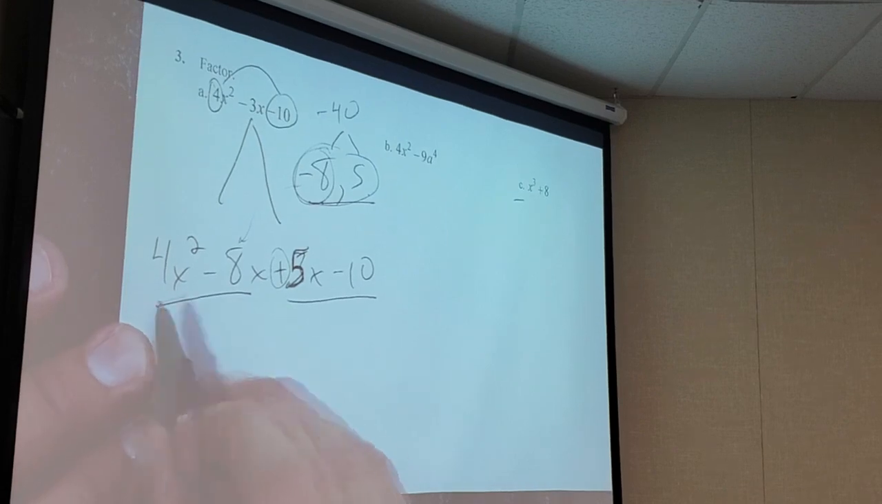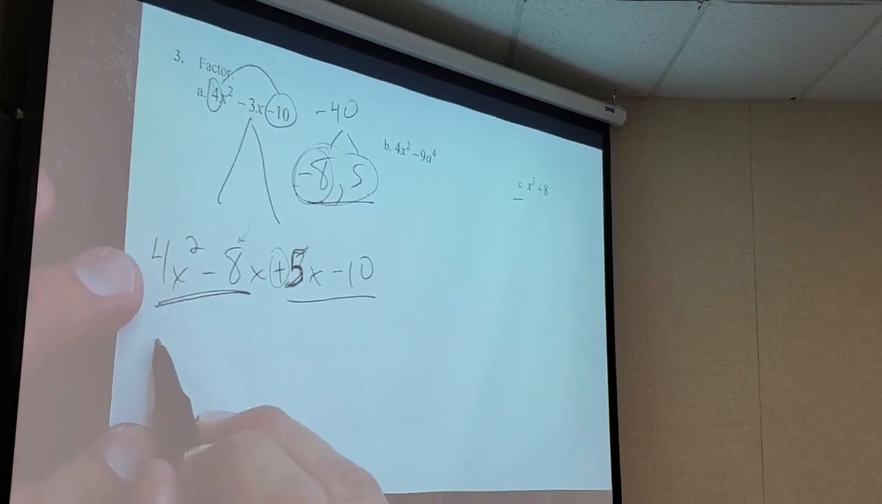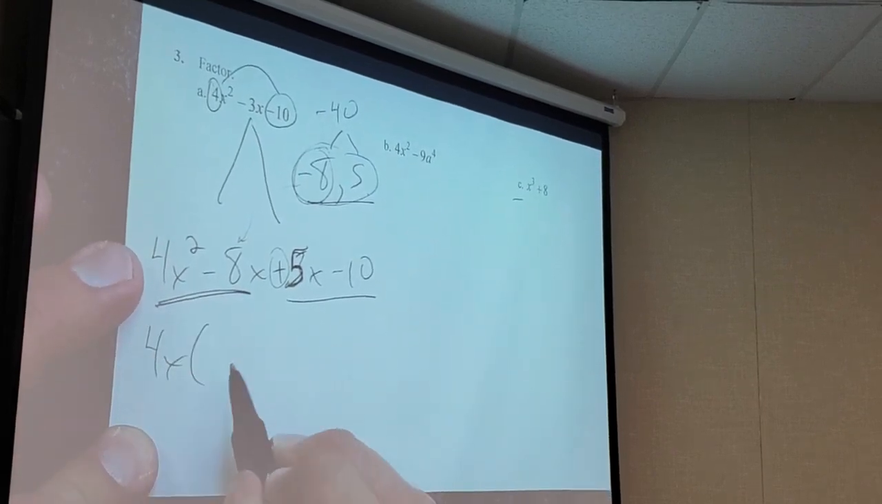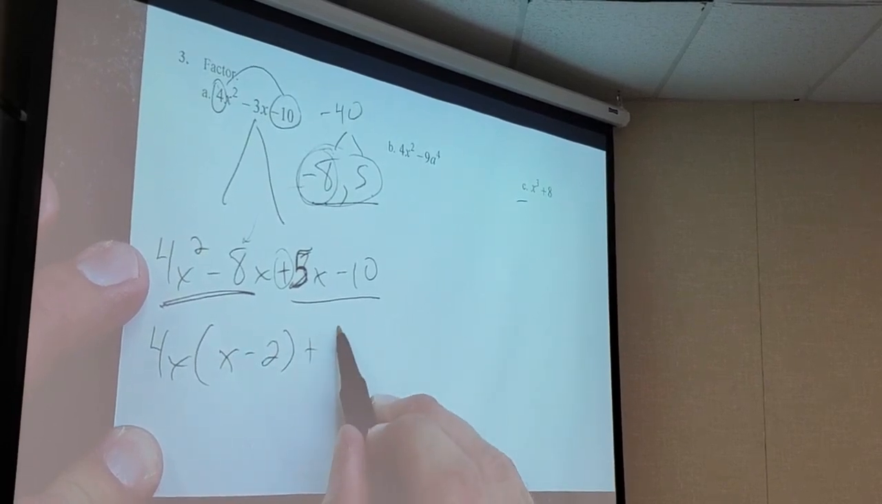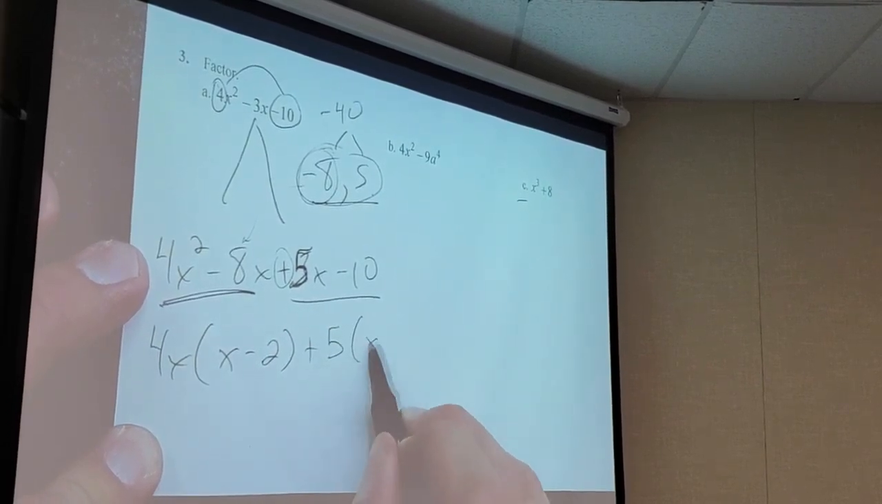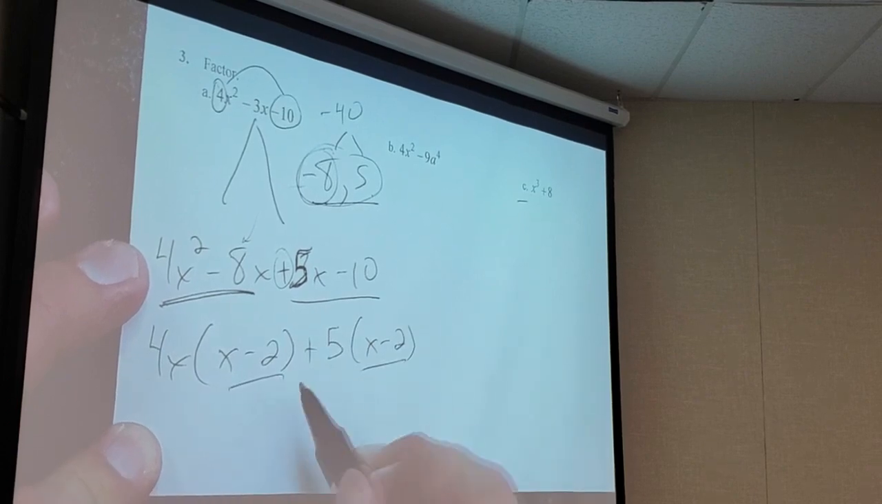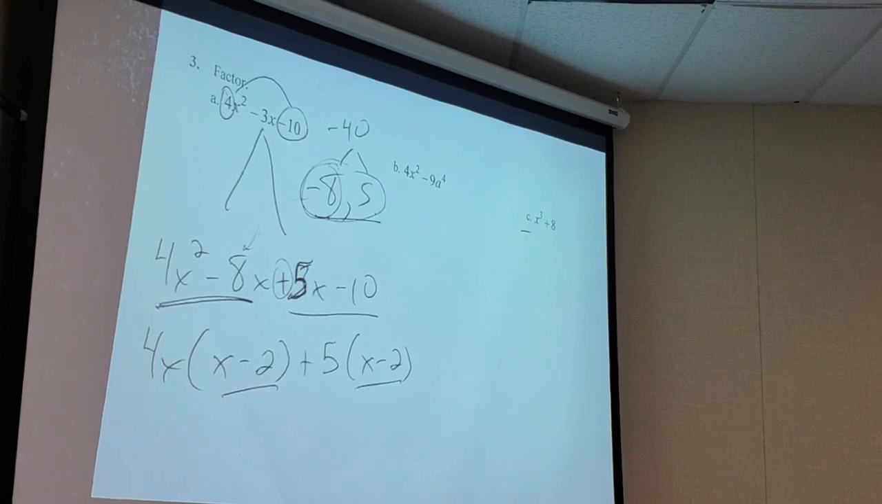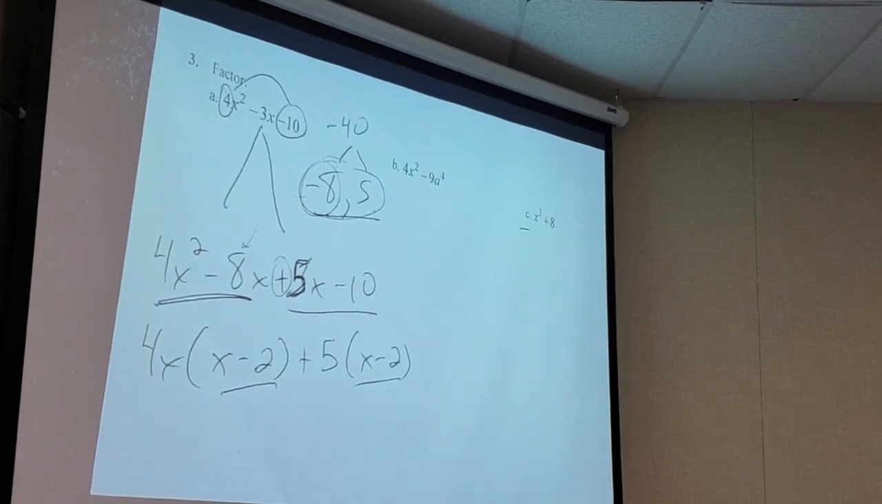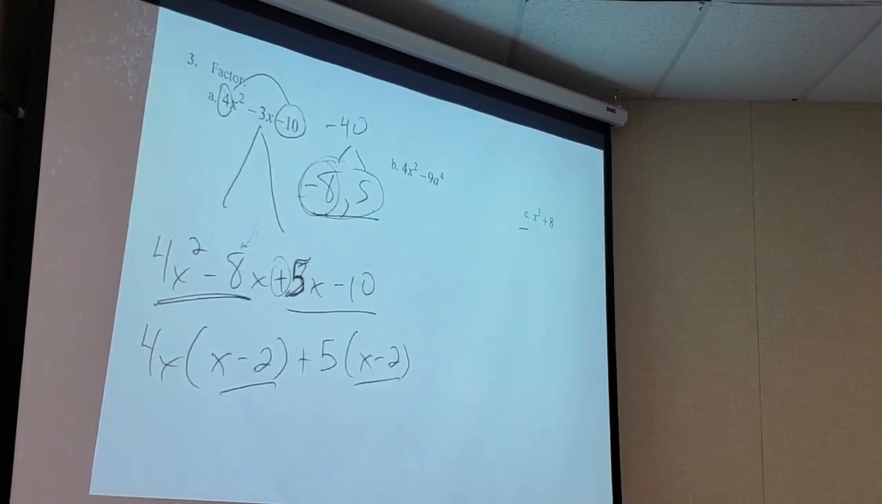So what comes out of the first two? 4x. And what's left? X minus 2. What comes out of the next two? Plus 5, and then x minus 2. If these two are not the same, you've made a mistake or it's not factorable. More likely you made a mistake. But some of these things could be prime. There will be some problems where it just won't factor.